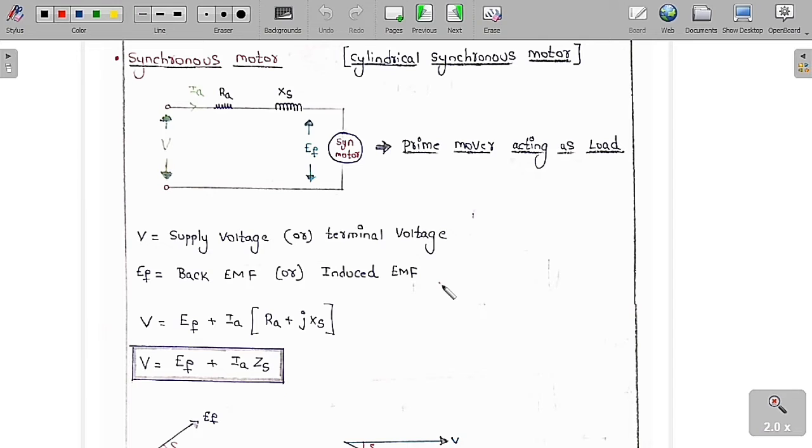V is called the supply voltage or terminal voltage, and EF is called the back EMF or the induced EMF. Then if you apply the basic KVL, we get V equals EF plus IA into (RA plus jXS). So RA plus jXS is called ZS. Therefore V equals EF plus IA into ZS. So this is the voltage equation that we get for the synchronous motor.